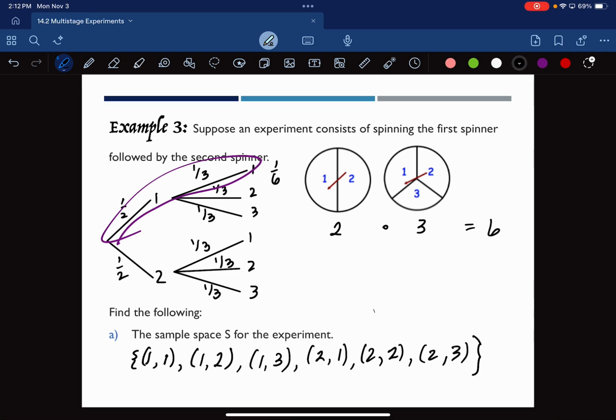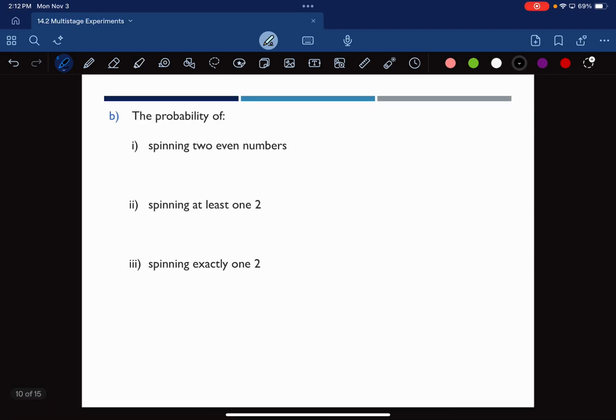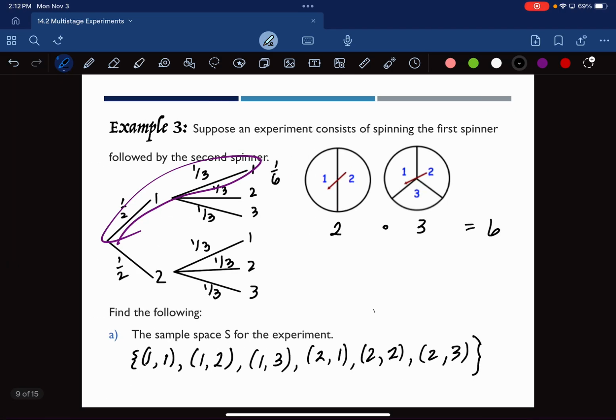Okay? So this is one of those cases where if I wrote my sample space out, I wouldn't necessarily have to do a tree diagram. We're taking a look, though, at the probabilities. So we're looking at the probability of spinning 2 even numbers. So looking at our sample space below, or looking at your tree diagram above if you prefer, what do you see as the option or options for spinning 2 even numbers?